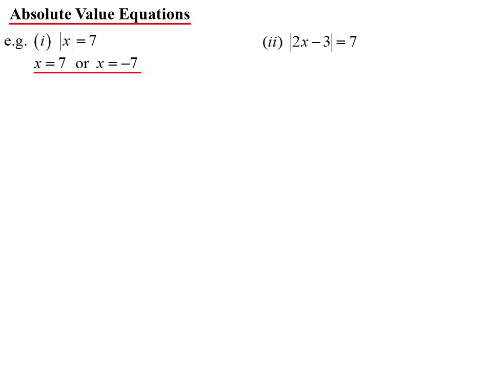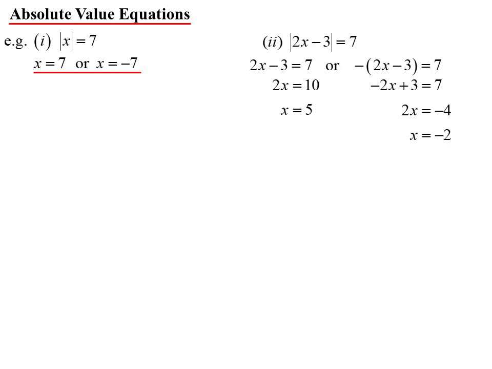Because what I'm saying is, well, either 2x minus 3 is 7, or the negative of 2x minus 3 is equal to 7. So remember, it branched into two things. It was either a or negative a. Then I solve each of those independently. On the left I get x equals 5, on the right I get x equals negative 2. And it gives me my two possible answers for this equation.